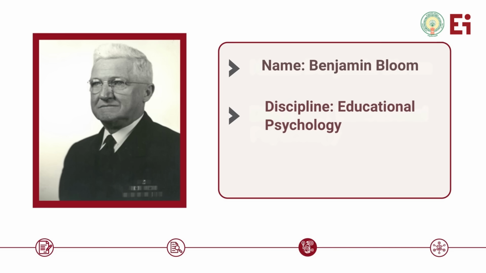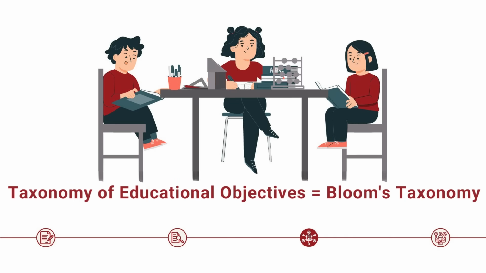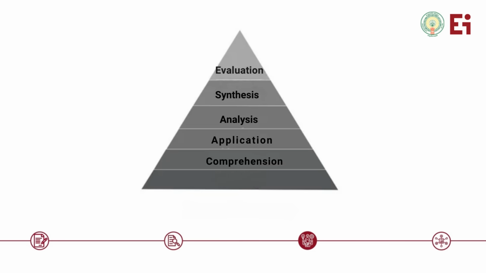In 1956, an educational psychologist called Benjamin Bloom with his team published a framework for categorizing educational objectives. This taxonomy of educational objectives is now commonly known as Bloom's taxonomy. Bloom's taxonomy classified the cognitive processes or levels of thinking into 6 different categories: knowledge, comprehension, application, analysis, synthesis, evaluation.